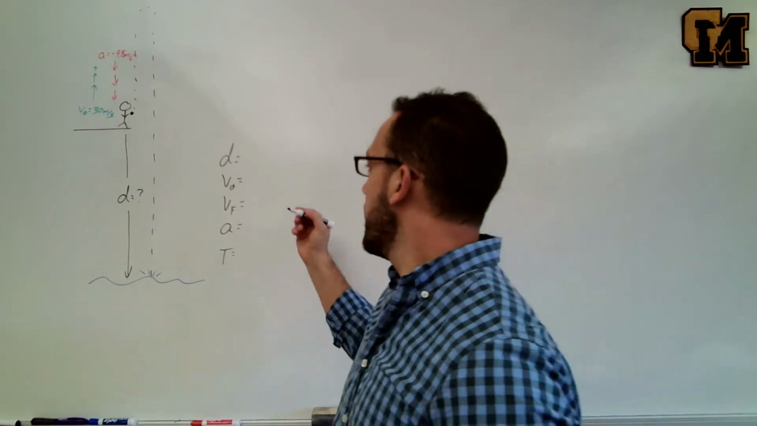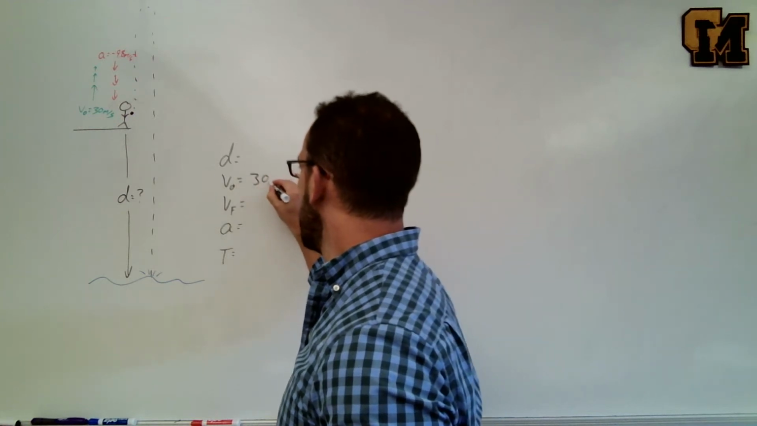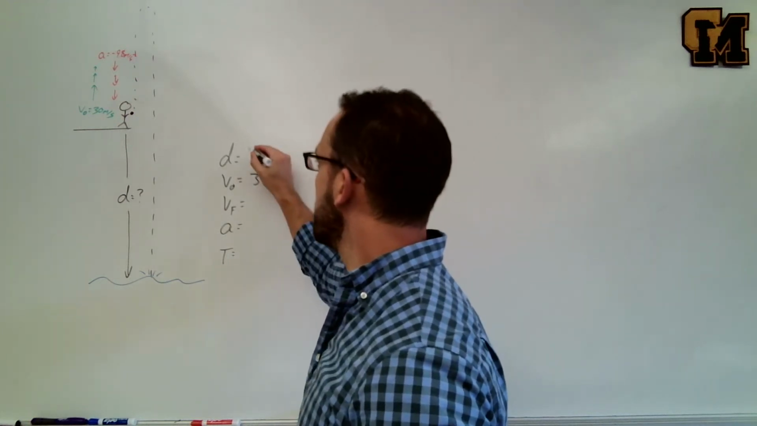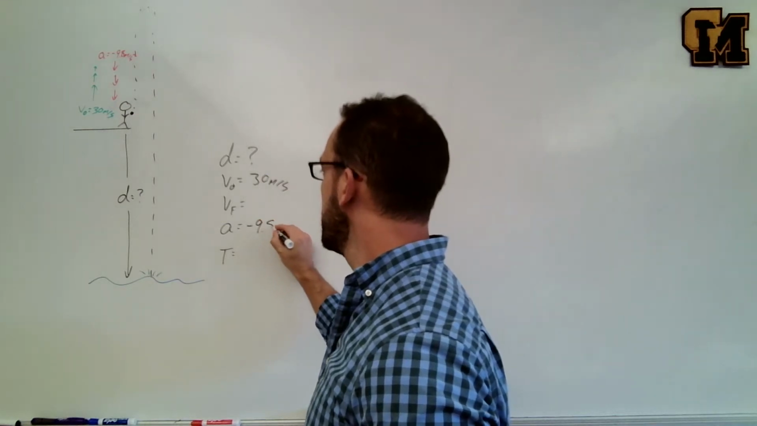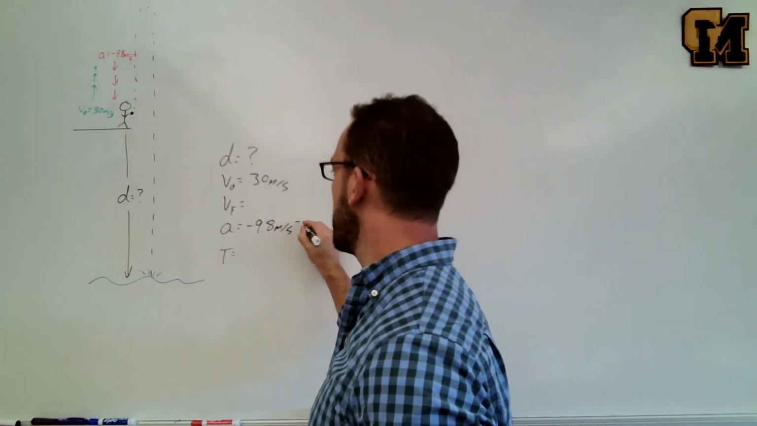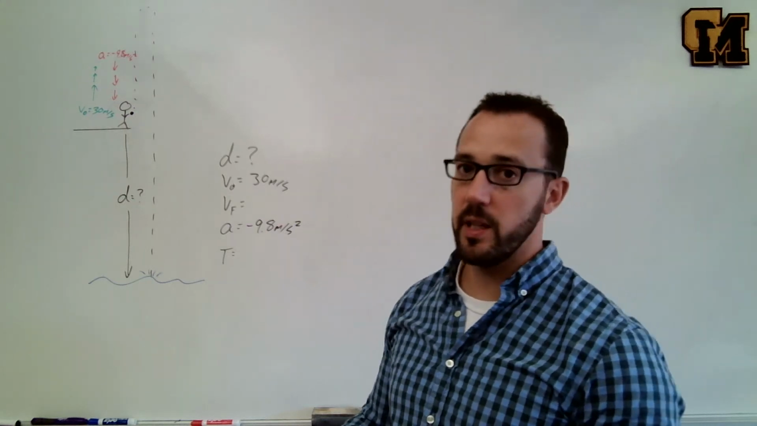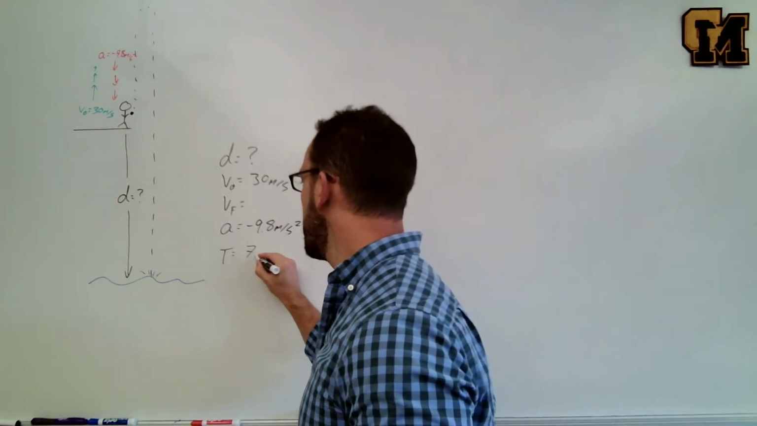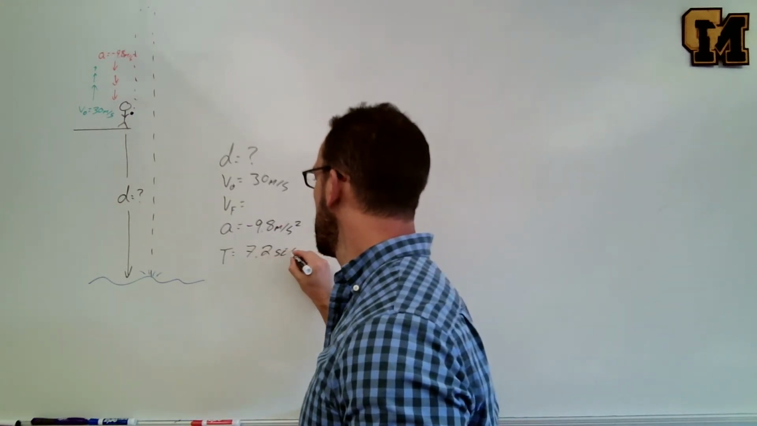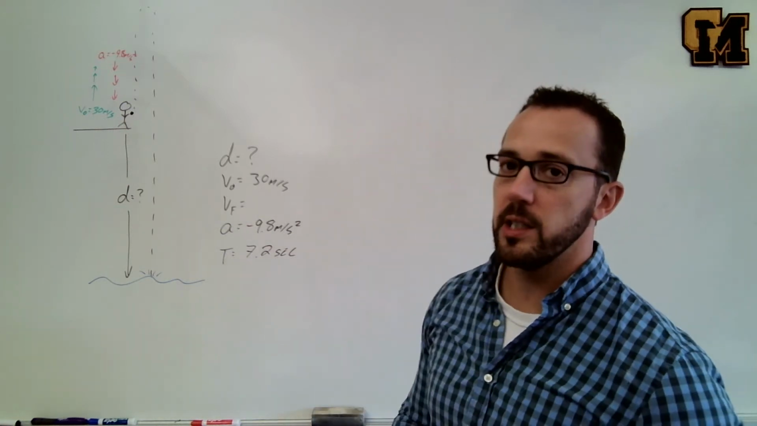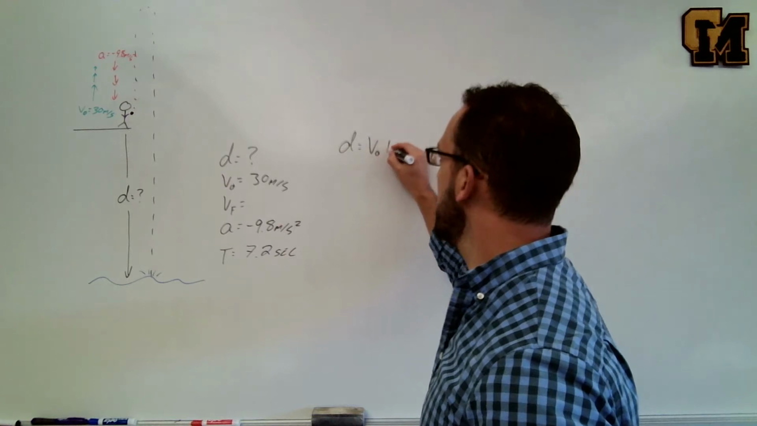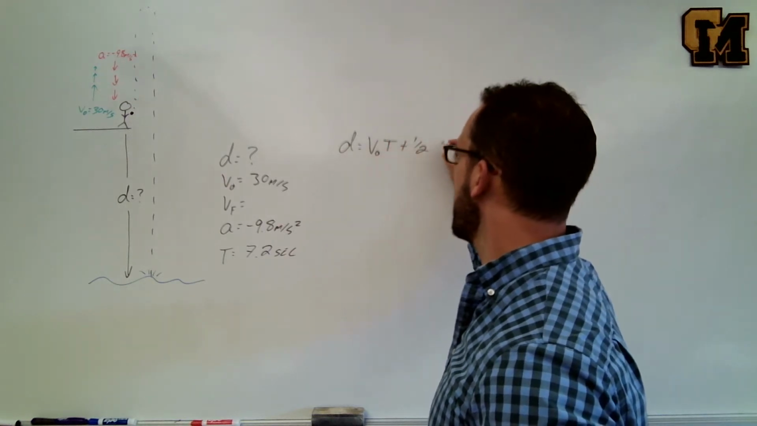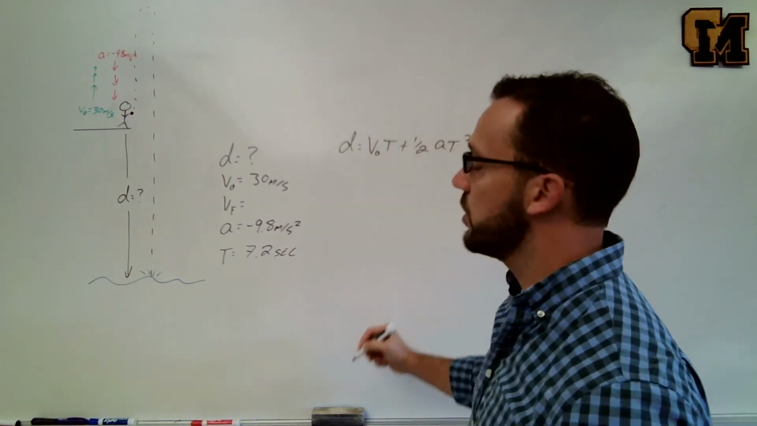Pulling the numbers out, I know the initial velocity is 30 meters per second. The d is what I'm trying to find. The acceleration is negative 9.8 meters per second squared, and the time was given in the problem as 7.2 seconds. I'm going to pick the equation without VF in it, which is the third equation. D equals V naught T plus 1/2 AT squared.